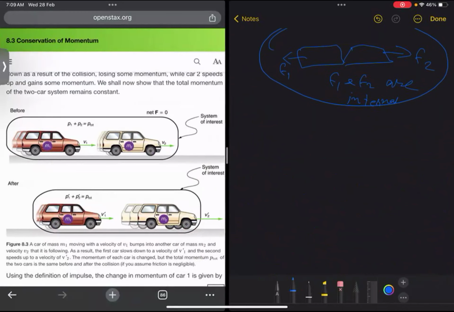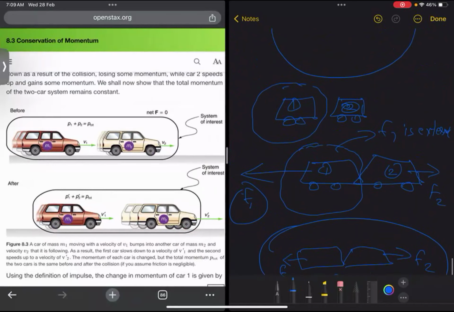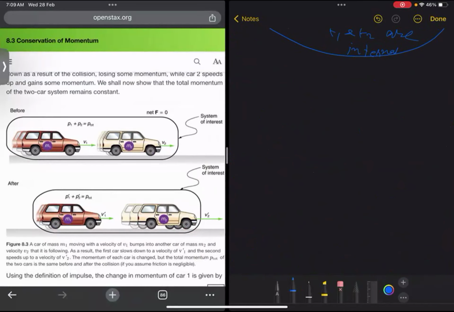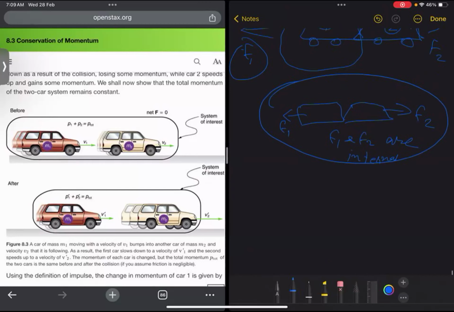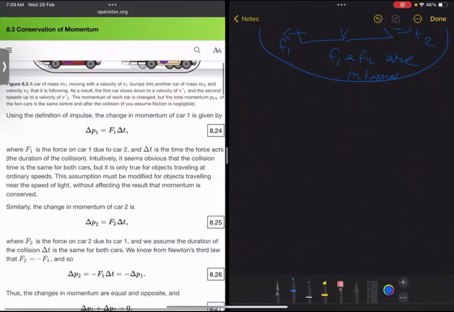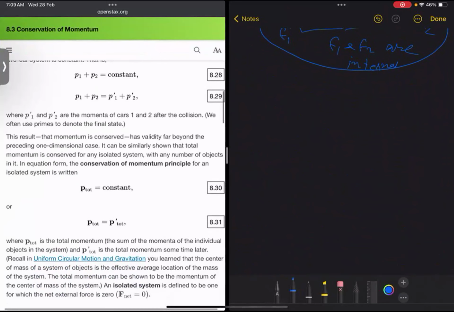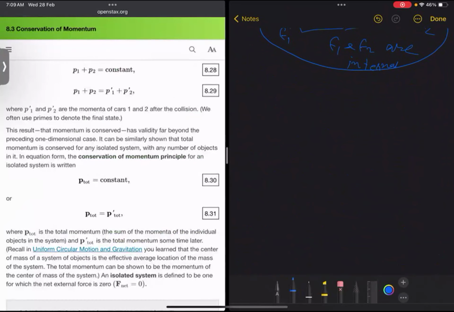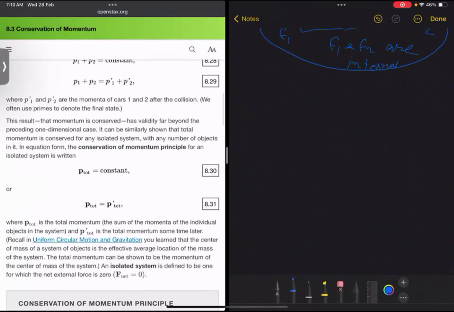Now you know about internal force, external force, and system. In all the questions on the law of conservation of momentum, you have to be smart in choosing the system. Why? Because the law of conservation of linear momentum says that when the net external force on the system is zero, then momentum is conserved.